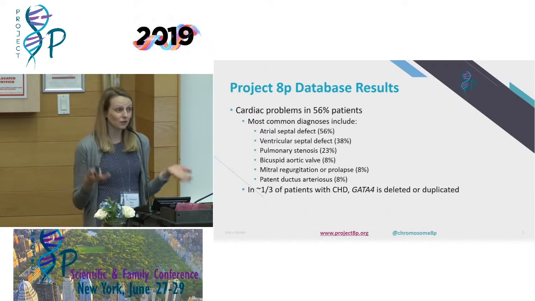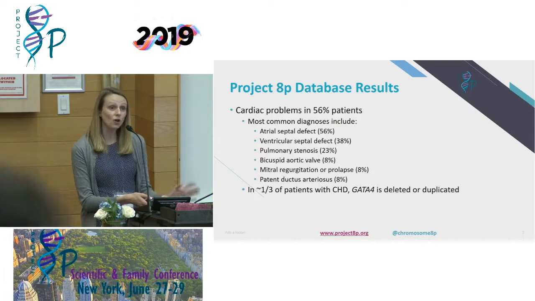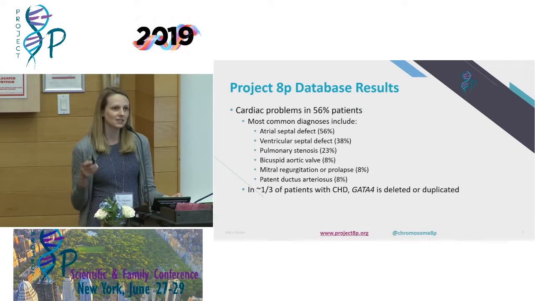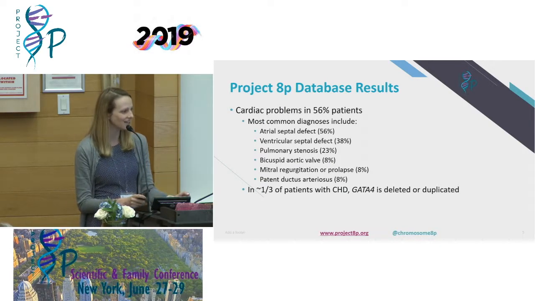Thanks to all of you for contributing to the 8P database. We have some information about the patients in Project 8P and their cardiac diagnoses. What we found so far with the data that we have is that a little over half of the individuals who contributed to the database have congenital heart disease. Some people have multiple different things, which is why the percentages don't add up to 56. Just over half of patients had an atrial septal defect, about a third a ventricular septal defect, and pulmonary stenosis was the next most common thing. And then in a smaller percentage of people, they had bicuspid aortic valves, mitral regurgitation or prolapse, and patent ductus arteriosus.